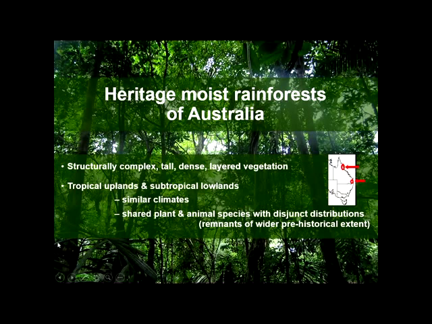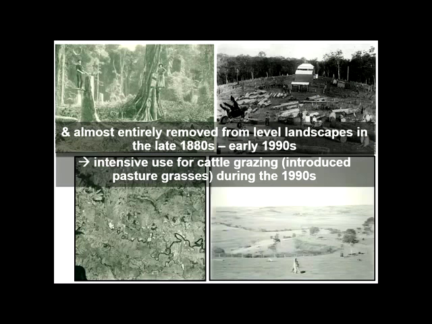That's what Rob was saying, these terms, tropical and subtropical, are not really useful in this context. They also have a lot of shared plant and animal species, and it just reflects a wider prehistorical extent of rainforest. The rainforest in Australia has shrunk, and the biggest bits remaining are in the subtropical lowlands and the tropical uplands of this type.